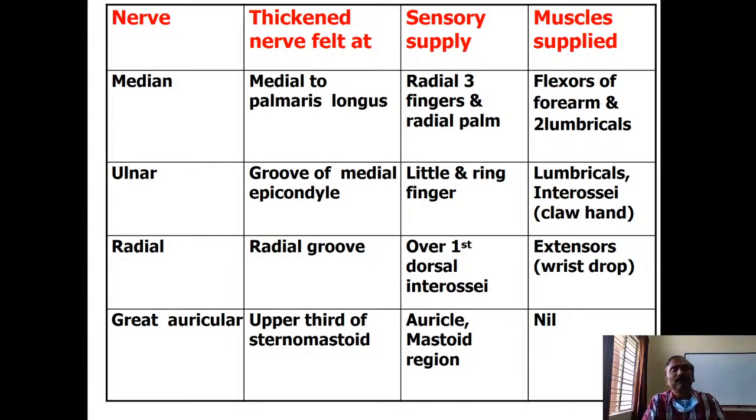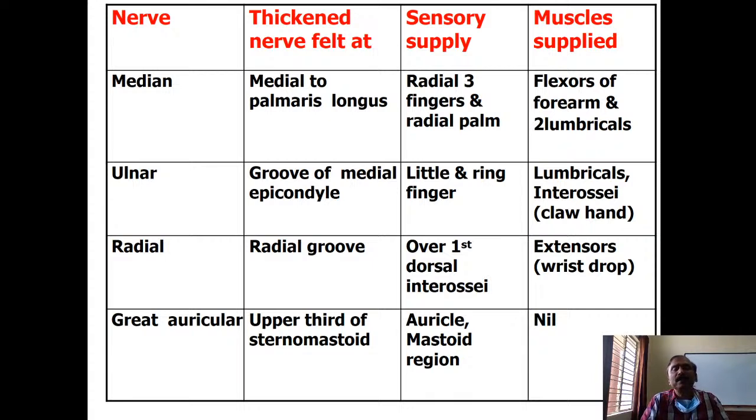The ulnar nerve is felt in the groove of the medial epicondyle. We'll show you a photograph of that. It supplies the little and the ring fingers, and the muscles that it supplies are the lumbricals and interossei, and you remember the claw hand, which takes place when the ulnar nerve is involved. I think in physiology you've been shown this.